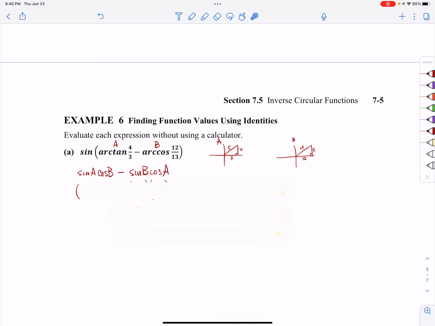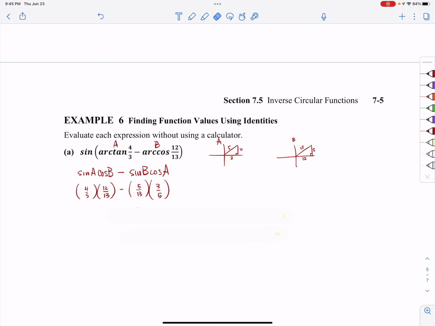So I just wrote down my identity. There was no work involved in that. And so now I'm going to go to my picture. I'm going to find out what is the sine of my angle A, what's the cosine of my angle B, and I'm just going to plug and chug. So sine of angle A is 4/5, cosine of angle B is 12/13. You can pause the video and make sure that I plugged in everything correctly there.